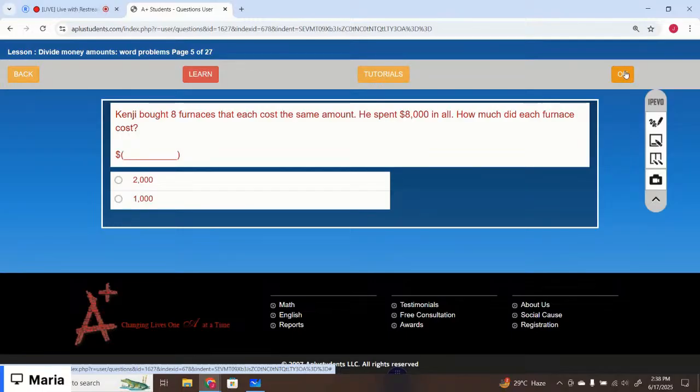Can you bought eight furnaces that each cost the same amount? He spent 8,000 in all. How much did each furnace cost? So it's the division. Option number two is the correct option, 1,000.